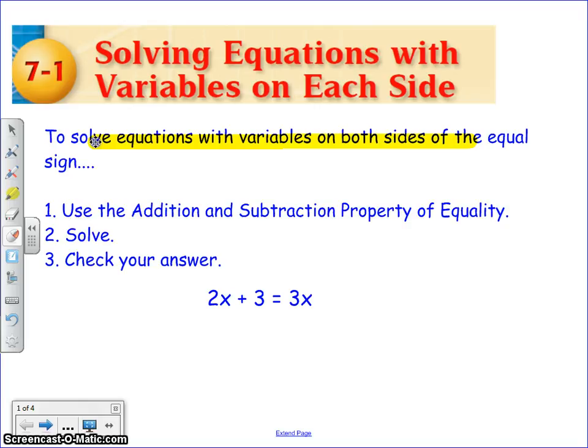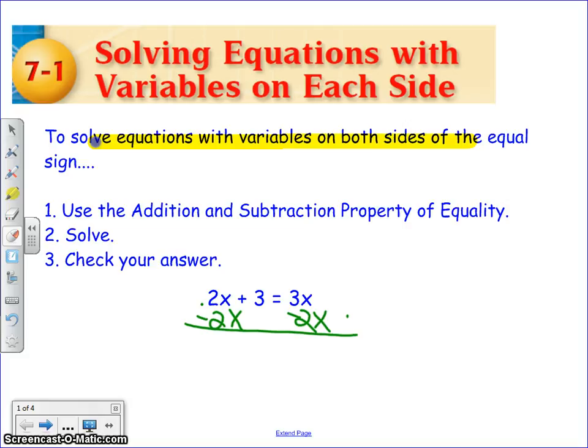So the first thing you're going to do is either use your addition or your subtraction property of equality. So here we have 2x plus 3 equals 3x. Well, we're going to combine our like terms. And what are our like terms? 2x and 3x, right? So we're going to move our 2x over to be with our 3x. That's the first thing we're going to do. And we'll subtract 2x from both sides, because if we subtract from this side of the equation, we have to subtract it from that side of the equation.